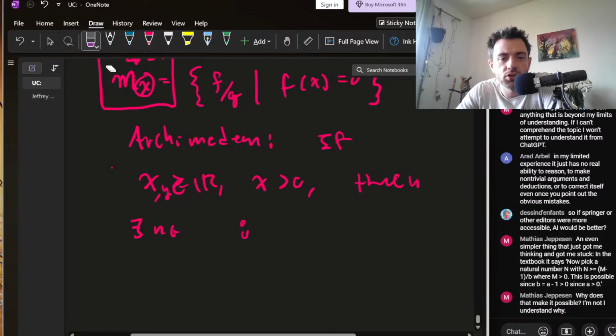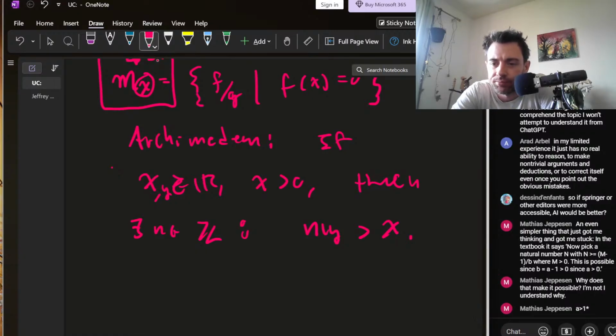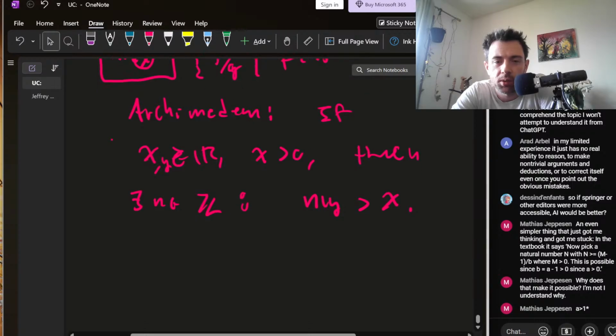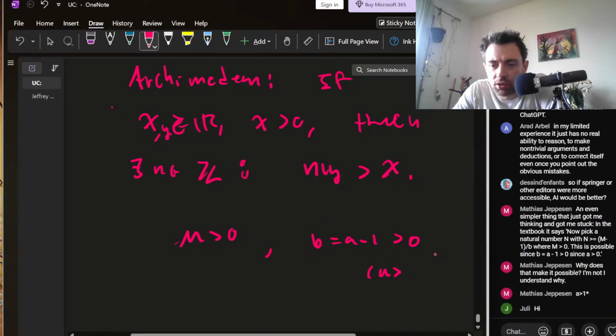Say an integer. I don't know. There's different ways to phrase it, but yeah, that's the basic idea, right? So here we have m bigger than 0, and we have b equal to a minus 1, and we have the assumption, and then this is bigger than 0, because there's an assumption, hello Julie, that a is bigger than 0, right?